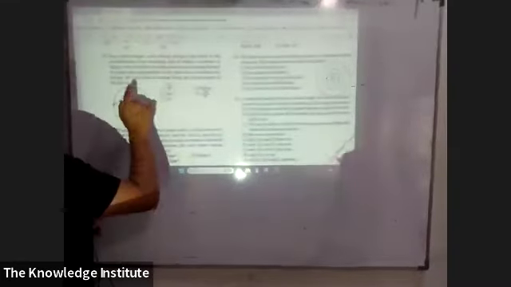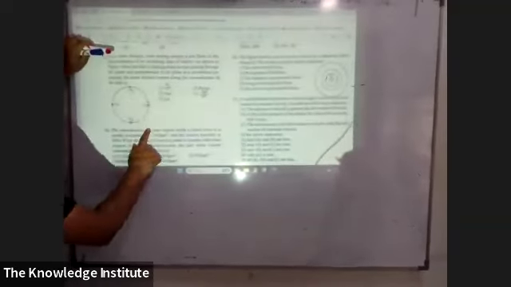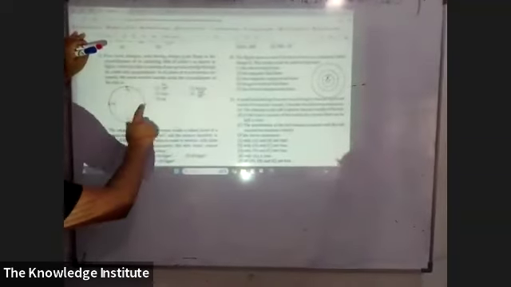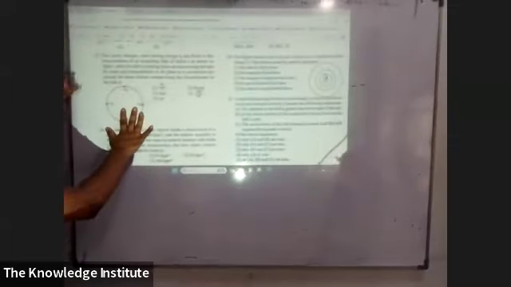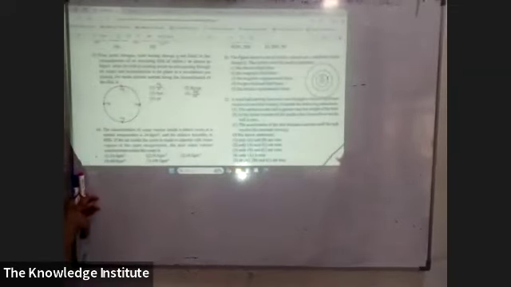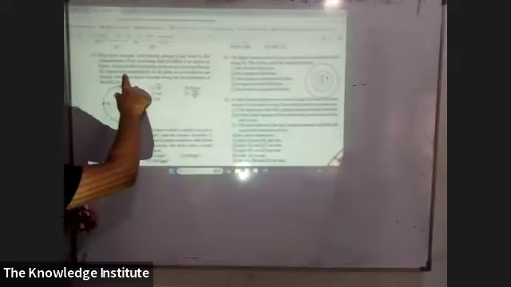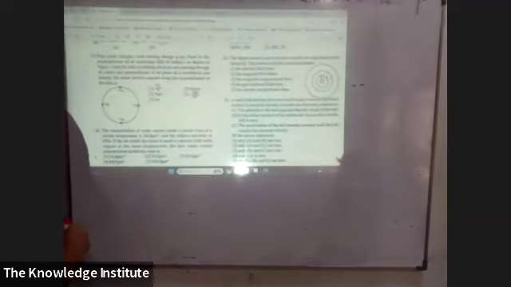Okay. 4 point charges, each having charge plus Q, are fixed to the circumference of an insulating disk of radius r as shown in the figure. When the disk is rotating about an axis passing through its center and perpendicular to its plane at n revolutions per second, the mean electric current along the circumference of the disk is.